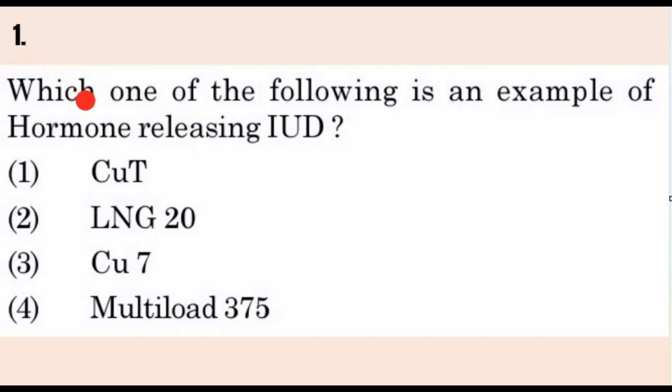Question number 1. Which one of the following is an example of hormone-releasing IUDs? Option 1, copper T. Option 2, LNG20. Option 3, copper 7. Option 4, multiload 375. Answer is LNG20. All the others are copper-releasing IUDs.